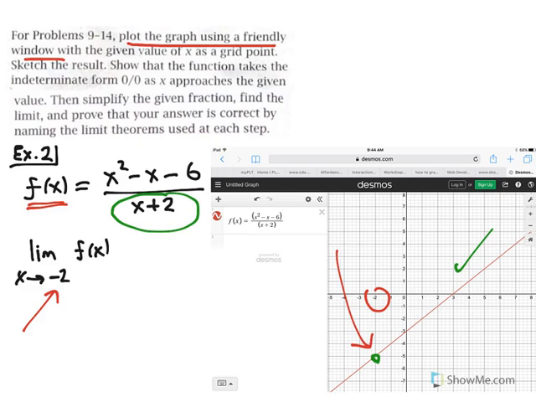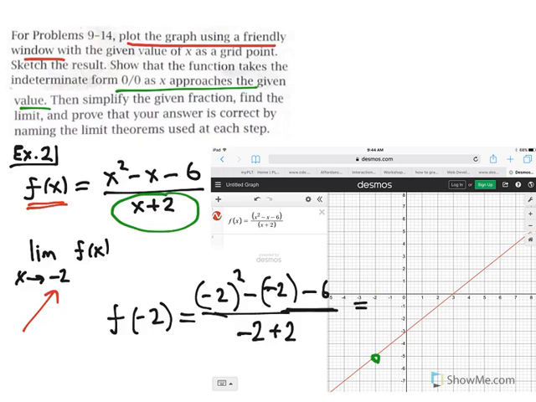Show that the function takes the indeterminate form 0 over 0 as x approaches the given value. So when we substitute negative 2 for x in the function, in the denominator we'll get 0. In the numerator, negative 2 squared is 4. Minus negative 2 would be plus 2, and then we have minus 6. So we have 4 plus 2 is 6. 6 minus 6 is 0. So we have that indeterminate form 0 over 0.